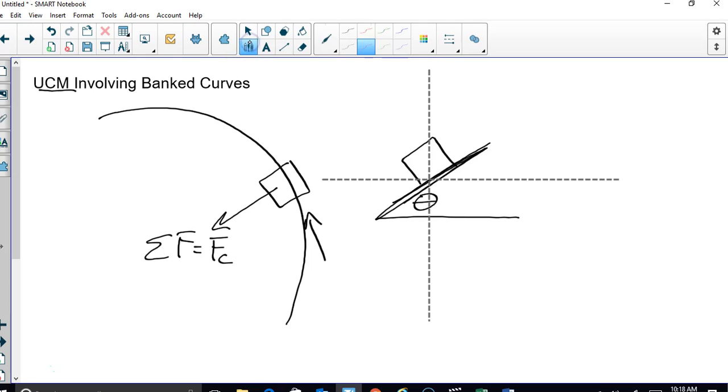We end up with the weight of the object downward, mg, and the normal force this way. That's interesting. So that would be a free body diagram. What would a component diagram look like?